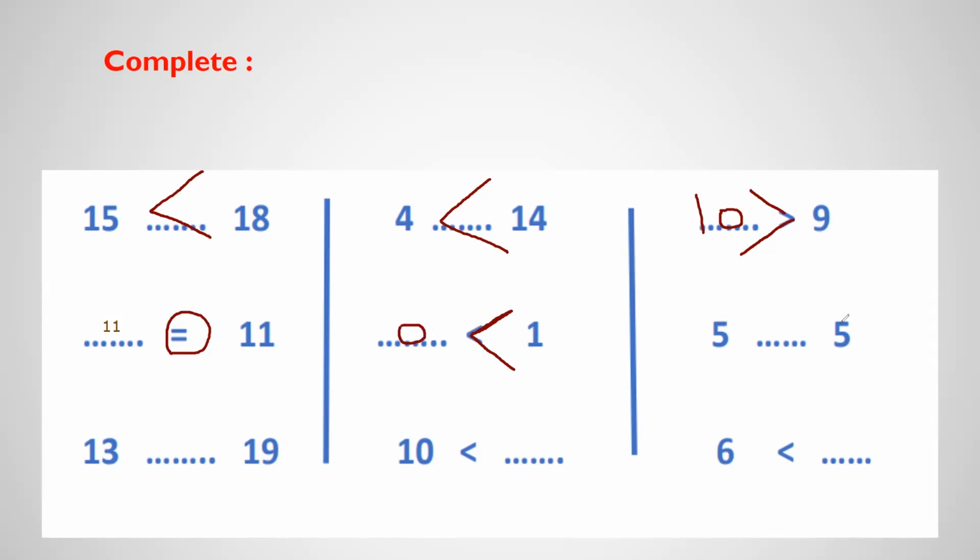Again, we have here 5 and also 5, so they are equal. Here, 13 and 19. Yes, sure, 19 is bigger than 13, so I'm going to eat 19.